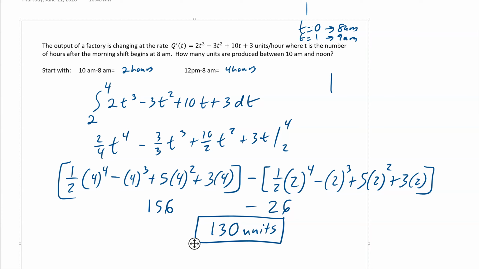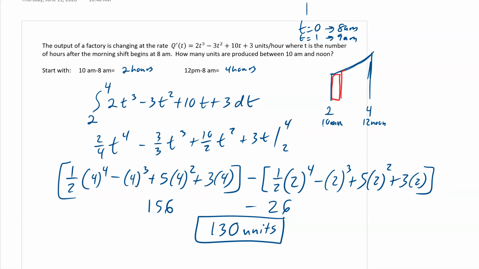So going from 2 hours to 4 hours, from 10 a.m. to 12 noon, you've got this function here, and it's marking how many units are being produced. So if you think about our approximation, we're getting that many units produced, and that many, and that many, and that many. And so our integral is just adding up all the units being produced through each of these times from 2 to 4 hours.